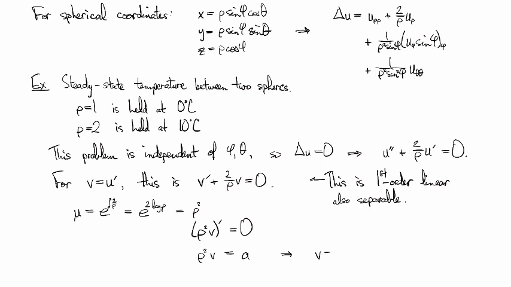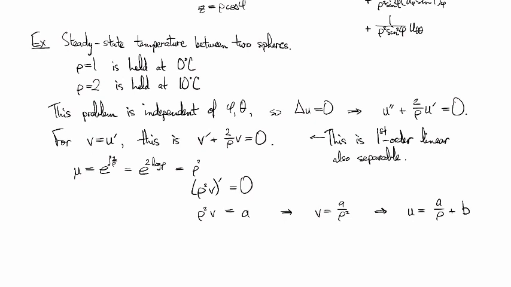And so v is a over rho squared, but v was u prime, so I have to integrate again. So u is going to be some constant a over rho plus some other constant b. And I'm aware that those two a's are different, but that's perfectly fine. It's just some arbitrary constant. Now I can find a and b using the boundary conditions.